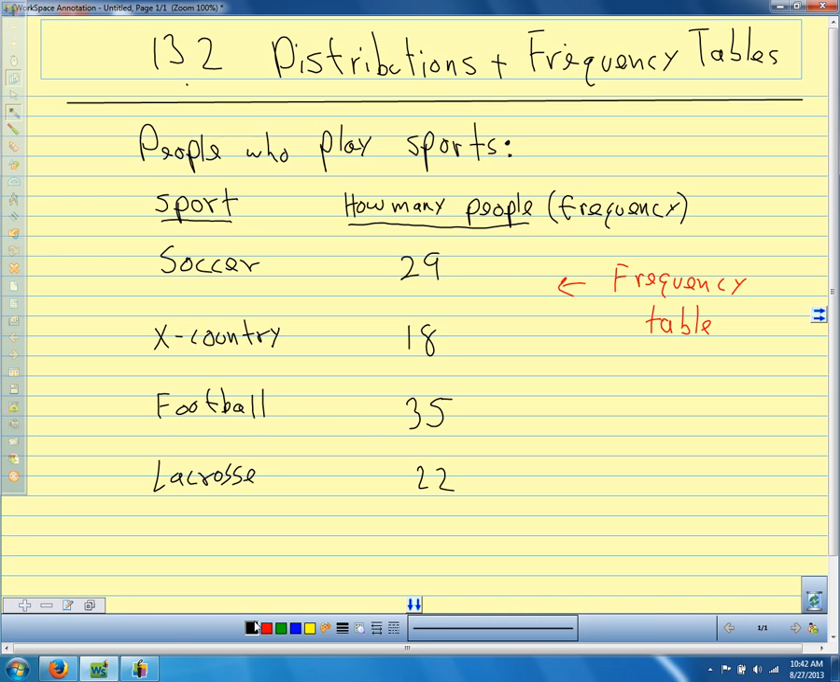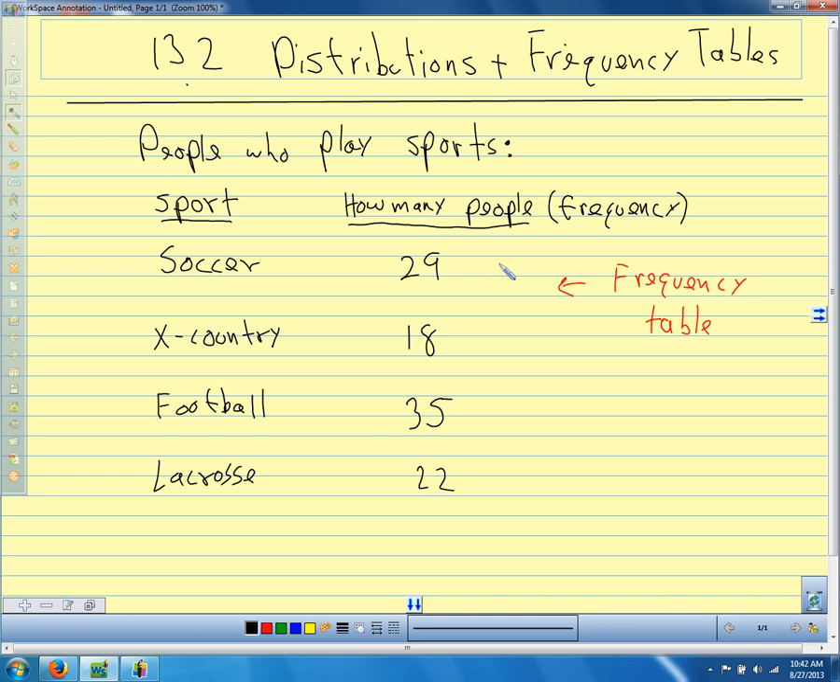We can find the probability, and we're talking about experimental probability today, because we're counting things. We're not using logic or mathematical reasoning. We're counting, so we're doing an experiment. We can find the probability of a person in this group playing a particular sport.